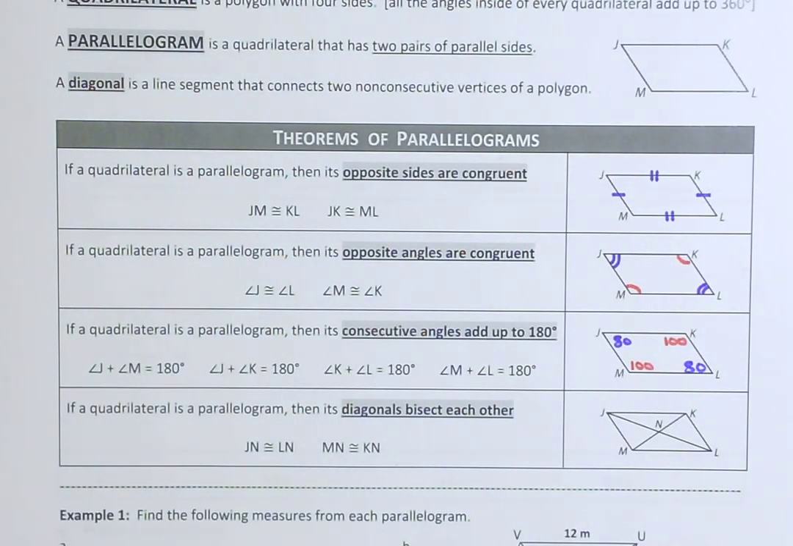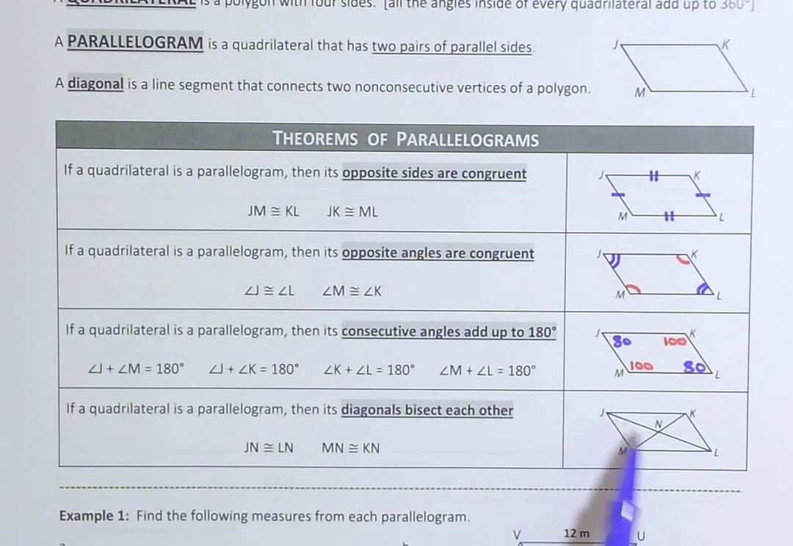Then our fourth theorem for today is going to be, if a quadrilateral is a parallelogram, then its diagonals bisect each other. Note, I did not say the diagonals are equal to each other or have the same measure. Yet, I said the diagonals bisect each other. Remember, bisect means that it cuts them in half.